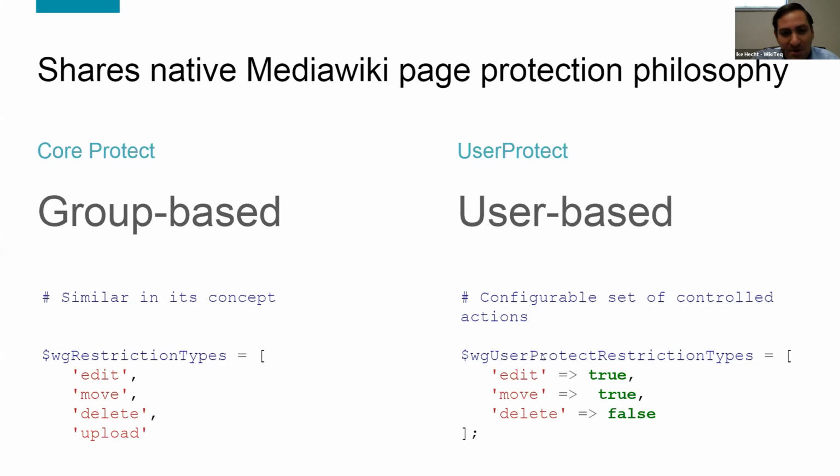This global may look familiar because we tried to make it as similar as possible to the core global WG restriction types, which is what sets the restrictions that you can use in the Protect tab.